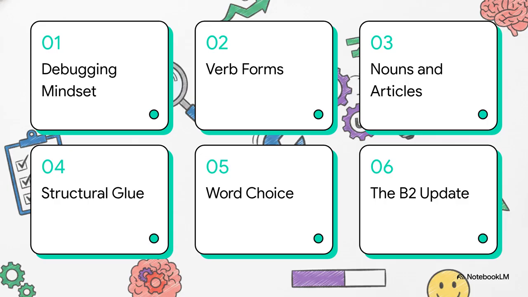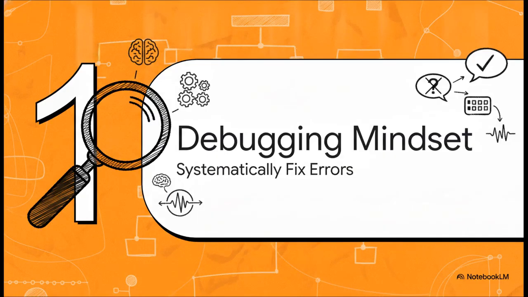First, we're installing the debugging mindset. Then, we'll patch your verb forms, fix up your nouns and articles, reinforce that structural glue, optimize your word choice, and finally, run the complete B2 update on your whole system. All right, let's kick things off with Section 1, the B2 debugging mindset.